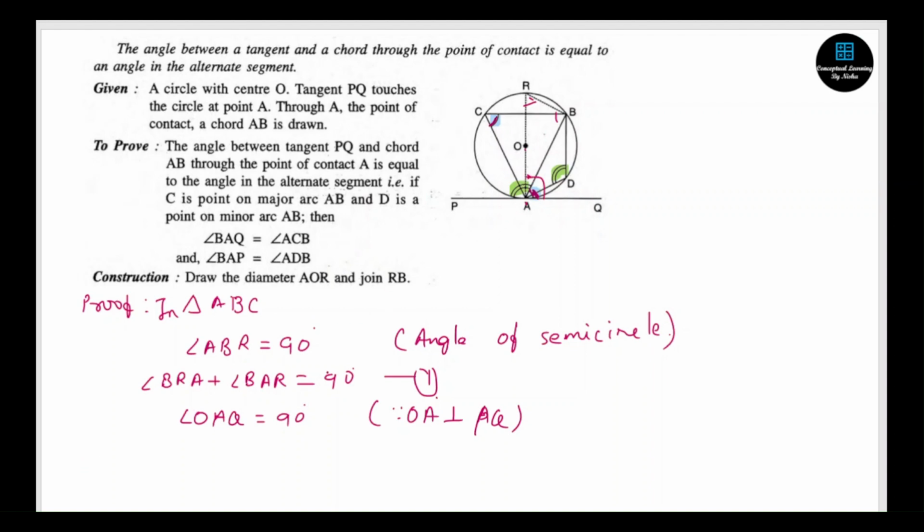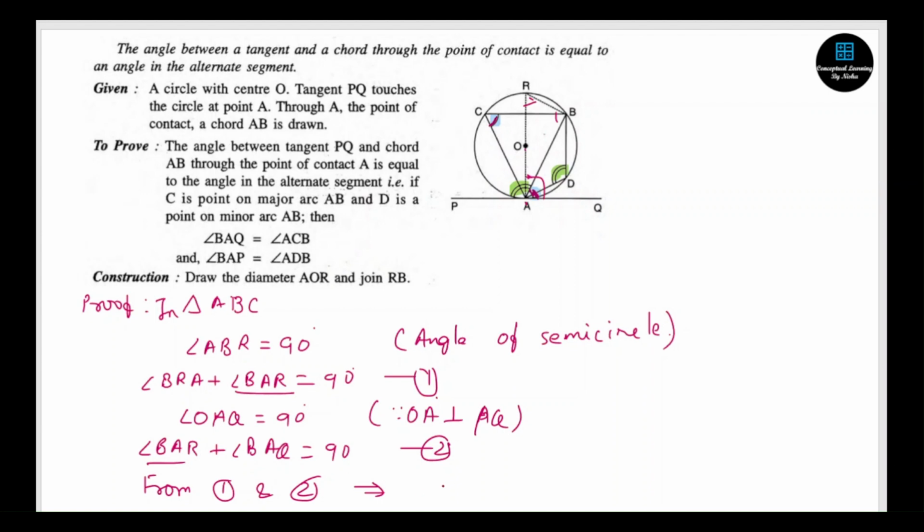Okay. Now from this, which two angles are there? Tell me. Angle BAR plus angle DAQ, that is BAQ, right? Angle BAQ equals 90 degrees from this. So from result 1 and 2, what can we conclude? Tell me. See, BAR is common in both. So what can I say? BRA equals BAQ. Correct?